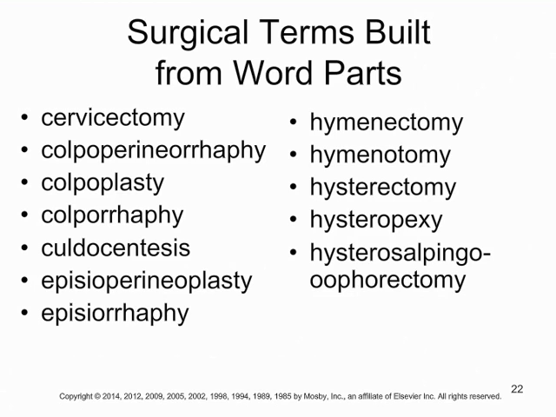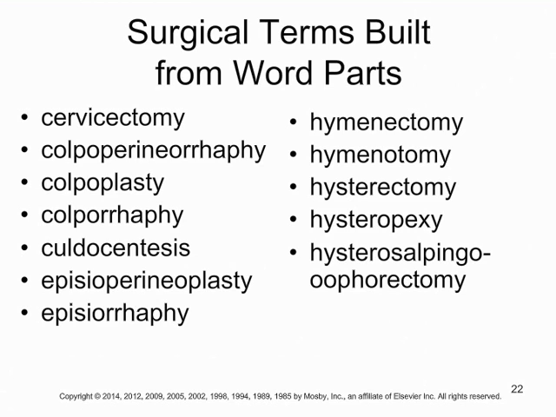Starting with the surgical terms built from word parts, a lot of these terms have to do with either incisions or removal. So most of these terms are going to end with ectomy, for example. The first of which is a cervicectomy, and this is for excision of the cervix. And you ask yourself, why would you possibly want to do this? Perhaps there is a cervical cancer issue, so then you would go in and remove the cervix.